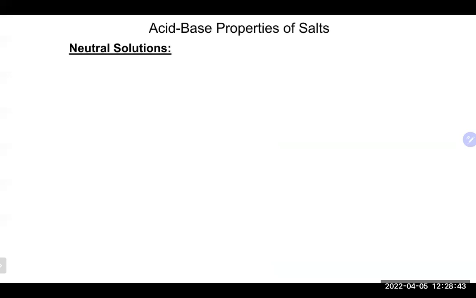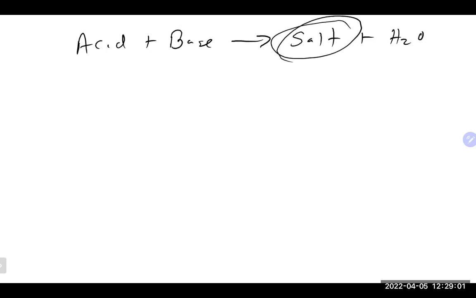All right, the next thing we're going to talk about is salts. As you hopefully know, when we react an acid plus a base, we basically get two things: a salt and water. Now, the salt is actually an important thing here. A salt is an ionic compound. And in certain cases, the salt that is made will pretty much not do anything, so it'll be relatively neutral.